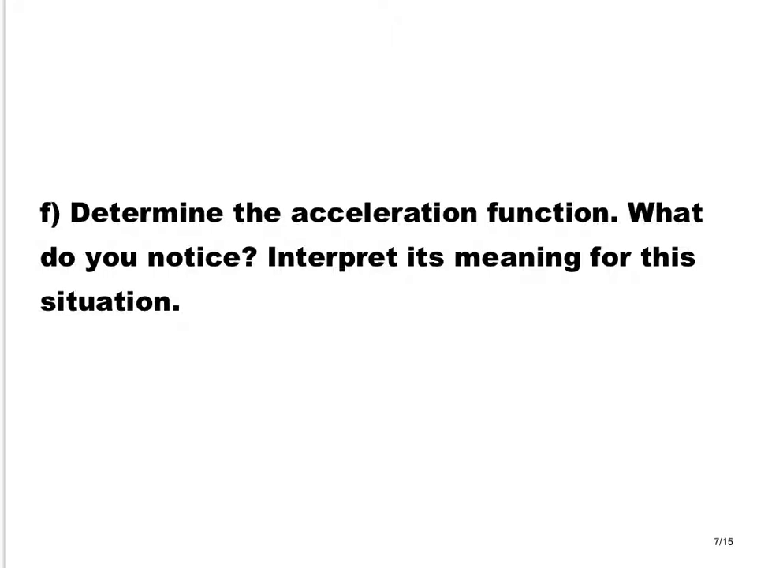The next part of the question says, determine the acceleration function. What do you notice, and interpret its meaning for this situation. We know that the velocity is minus 9.8 t. Acceleration, a of t, is v prime of t, which is negative 9.8. If I find the derivative of this one, it's negative 9.8.